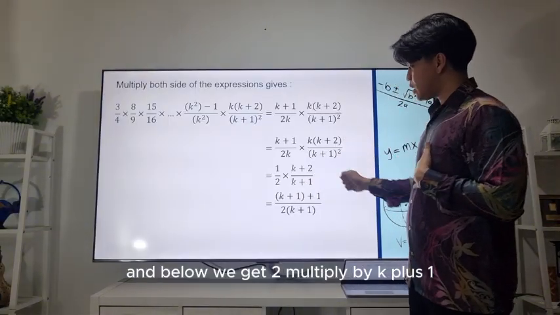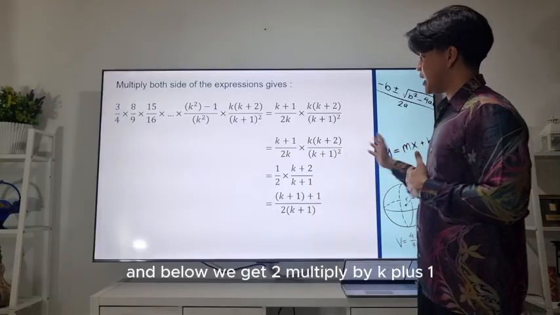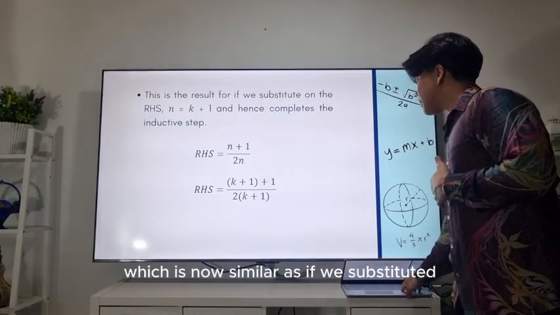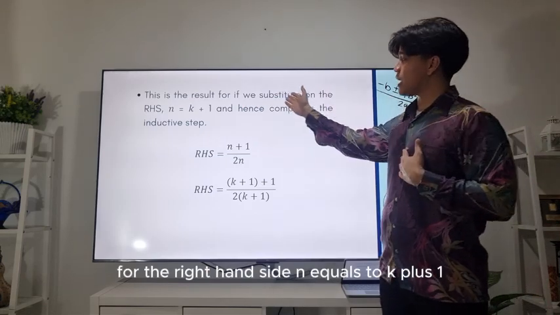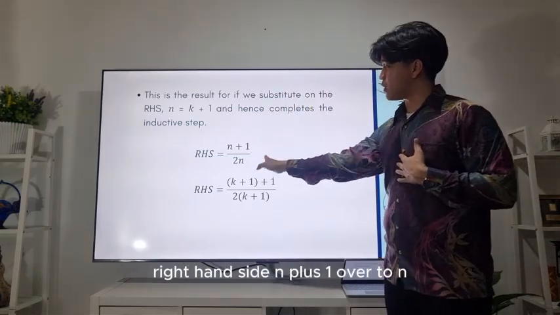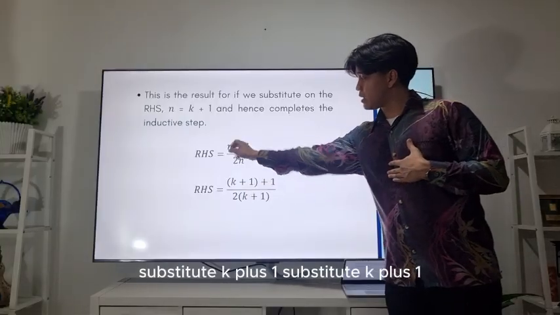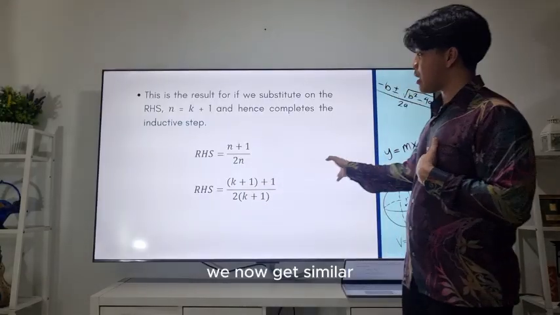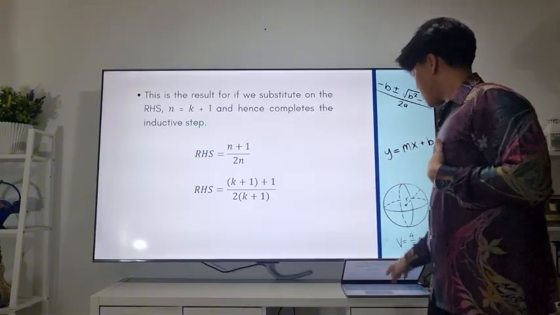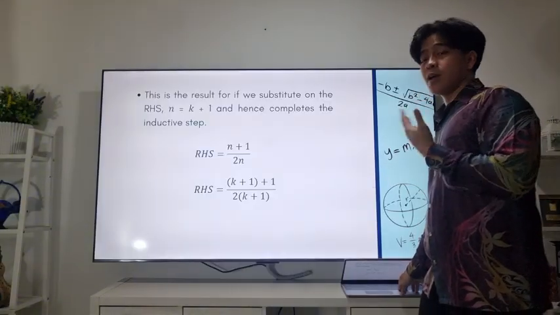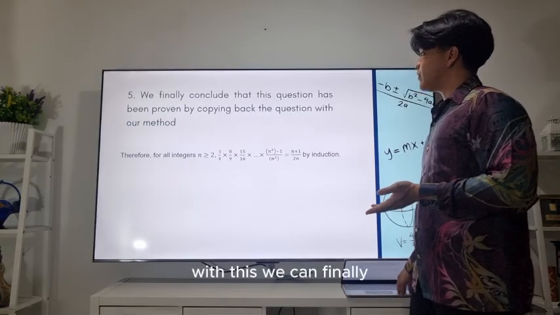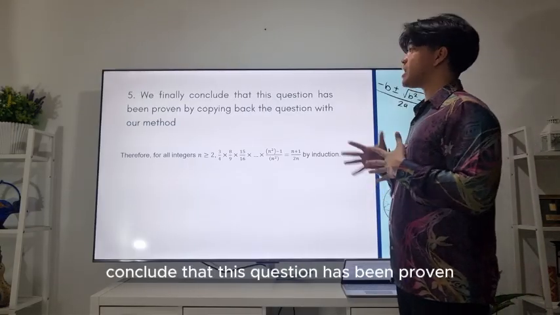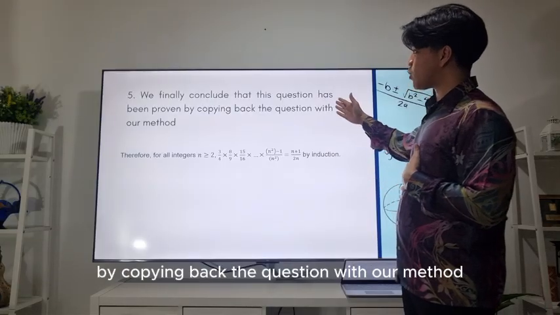And below we get 2 multiplied by (k plus 1), which is now similar to if we substituted n equals k plus 1 into the right-hand side, (n plus 1) over 2n. Substitute k plus 1. We now get a similar result. Once this is similar, this inductive step is now completed. With this, we can finally conclude that this question has been proven, by copying back the question with our method.